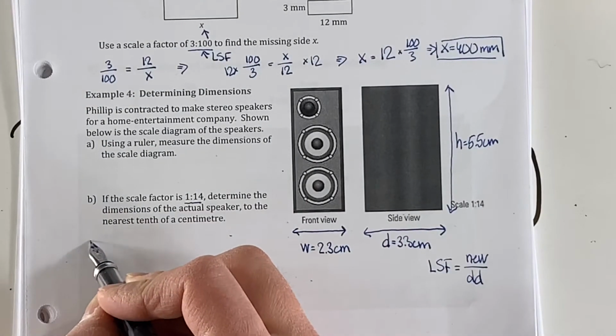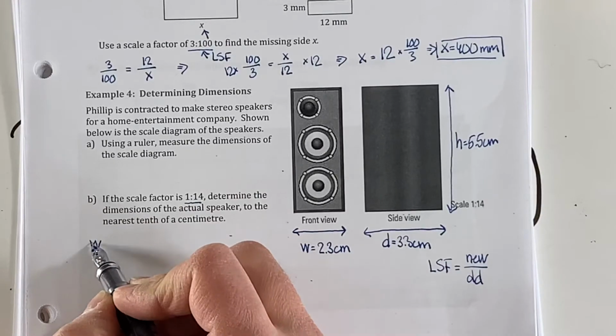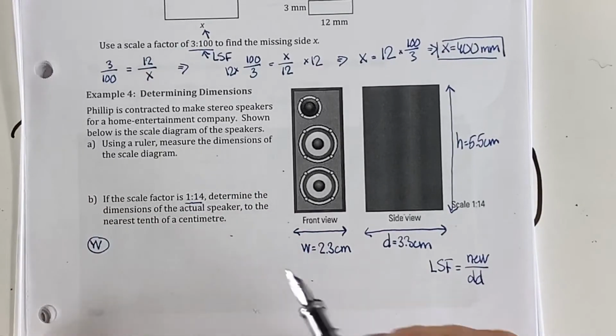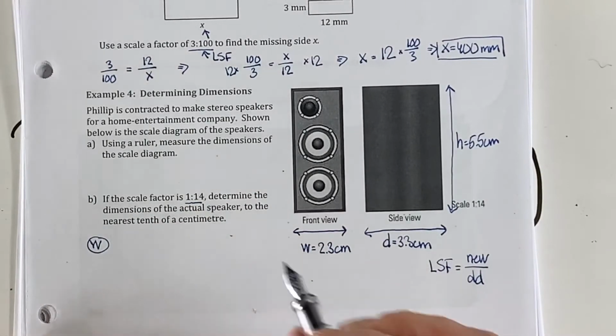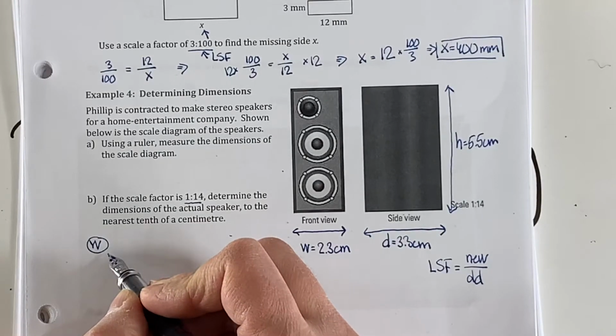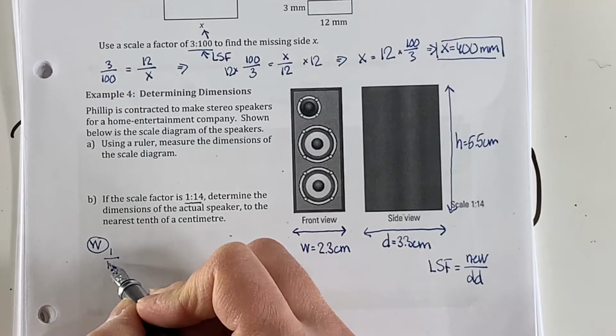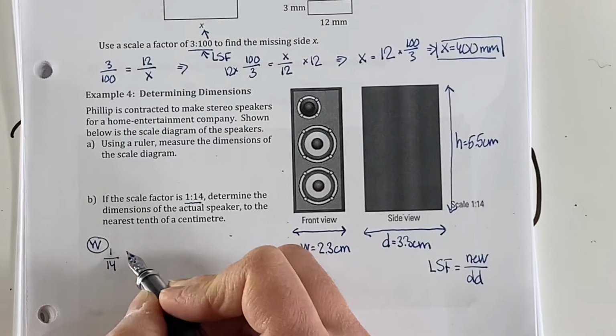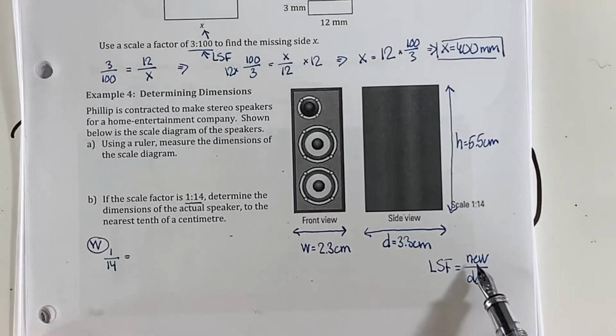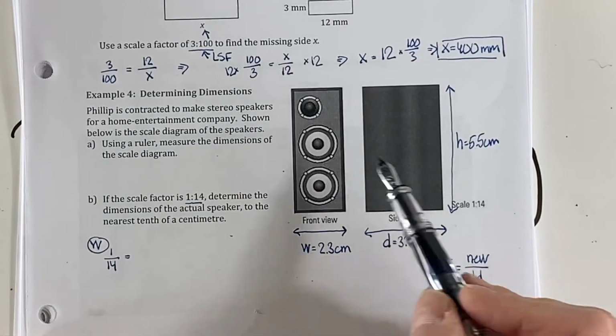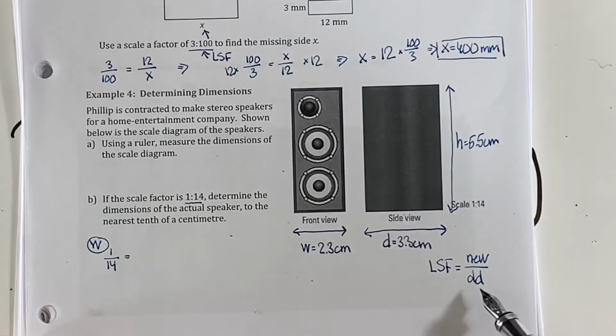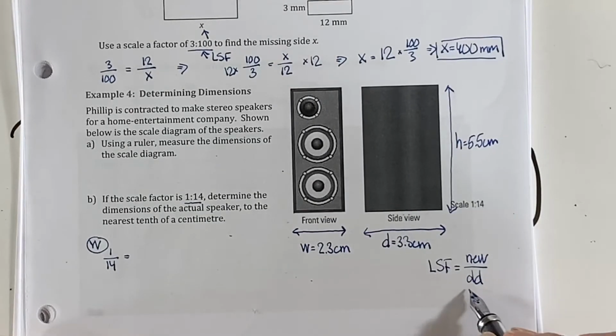The width here, the scale factor is 1 to 14. That's our LSF. So it's 1 over 14. The new dimension, so new is the scale diagram, it's the model. We're looking for the actual size, right? We're looking for what's referred to as old, or actual size.